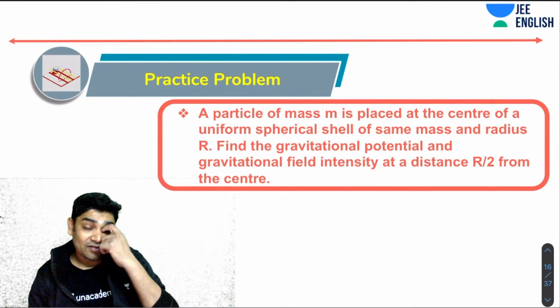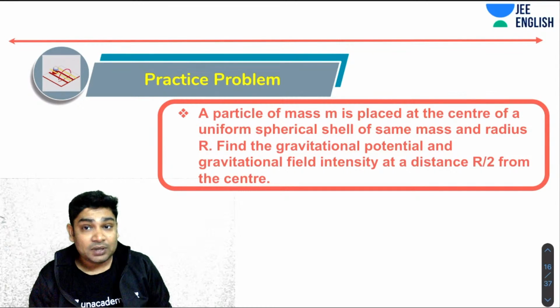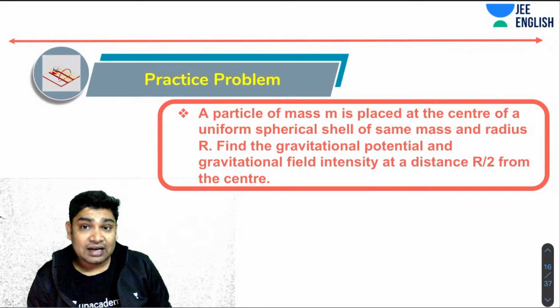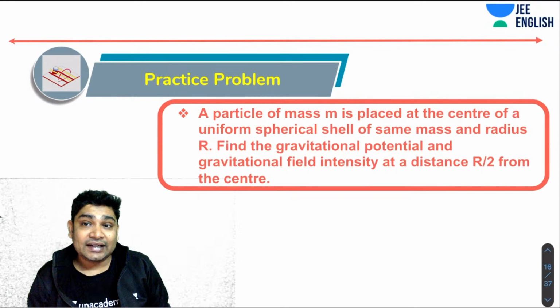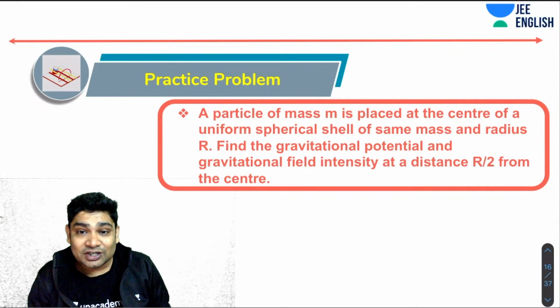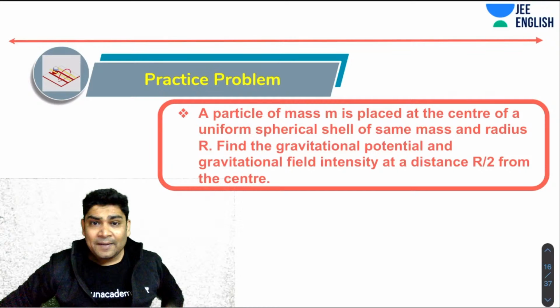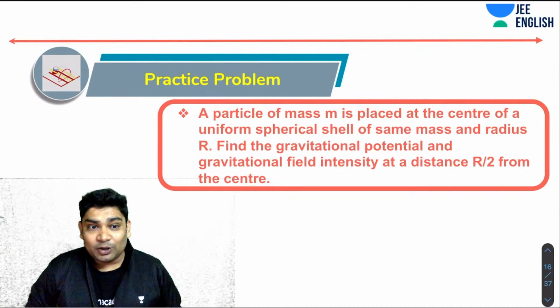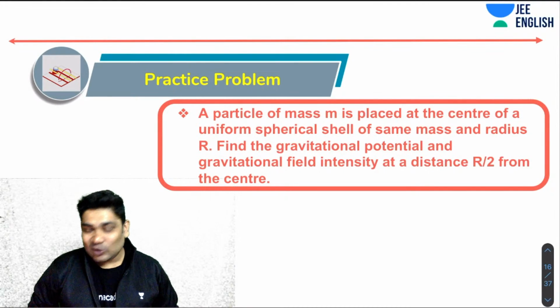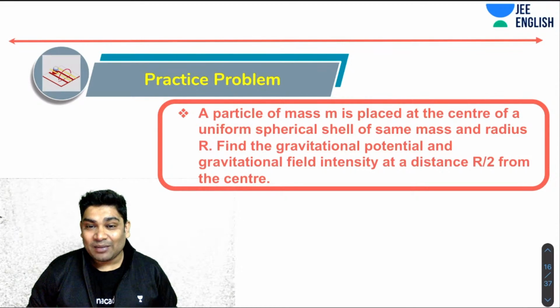Here is a question which tells you a particle of mass small m is placed at the center of a uniform spherical shell of the same mass and radius capital R. You find the gravitational potential and the gravitational field intensity at a distance r by 2 from the center. Where will I find questions related to this topic in which book? You can try any book. H.C. Verma is there. You can solve your previous year questions. And in the Plus course, I will be giving you DPPs, so you don't have to worry about this.